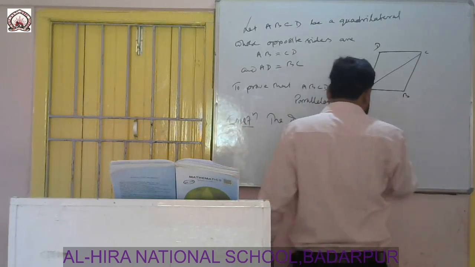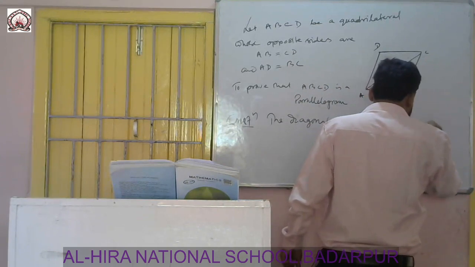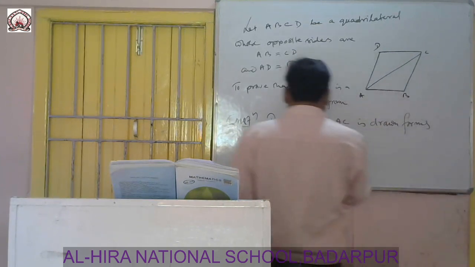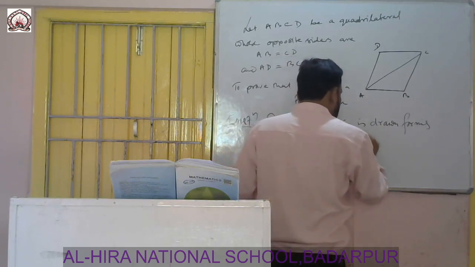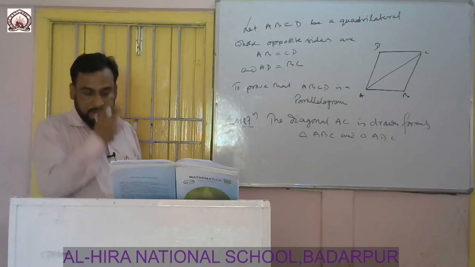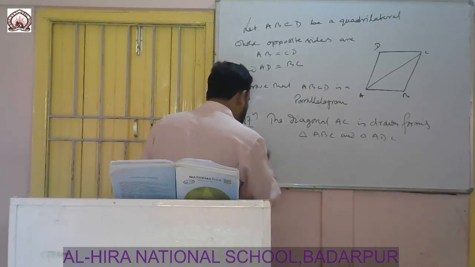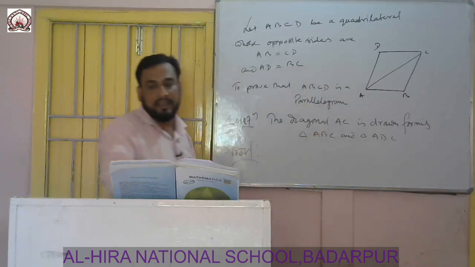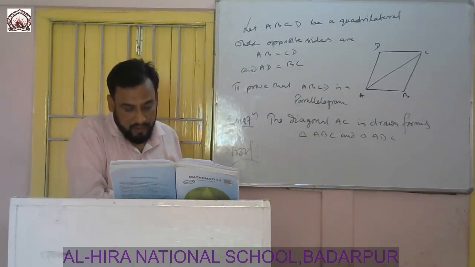the diagonal AC is drawn, forming triangle ABC and triangle ADC. Proof. Now we have to prove that this quadrilateral is a parallelogram by using the property of parallelogram.